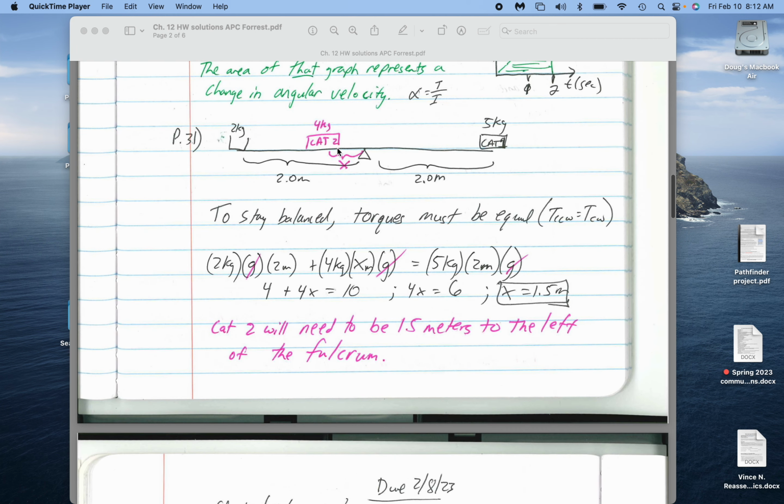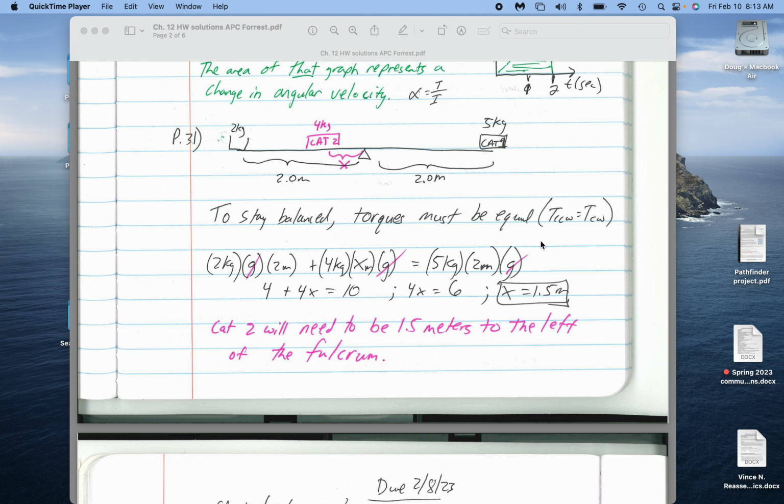For problem 31, you've got cat 2 here. I think there's cat food in this bowl and a cat down here. I didn't try to draw the cats because that was going to be horrible. So this is on a 4-meter long seesaw. The fulcrum's in the middle, 2 meters from either end. This cat's at this end, the food's at this end.